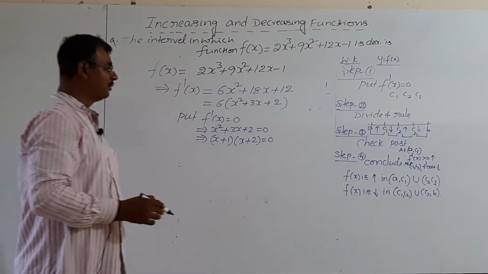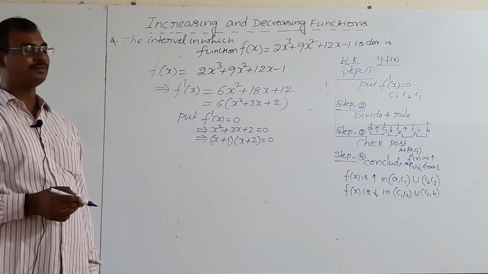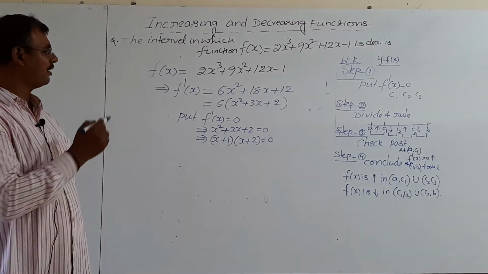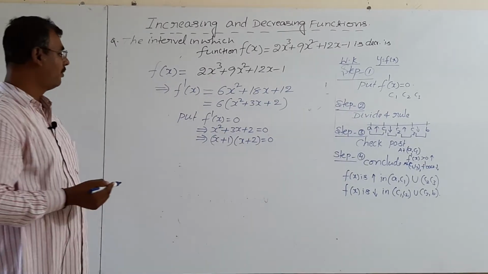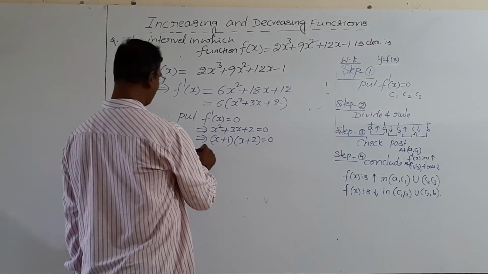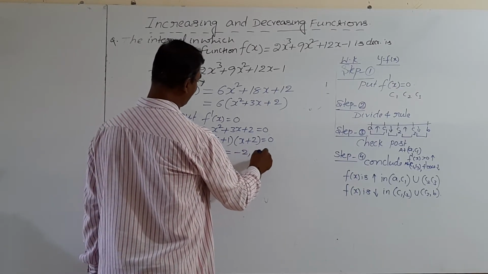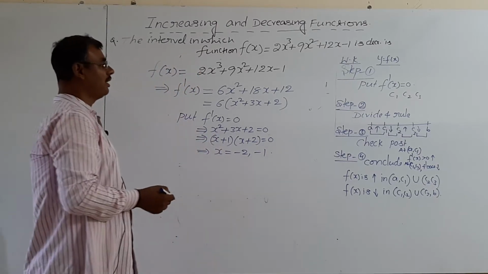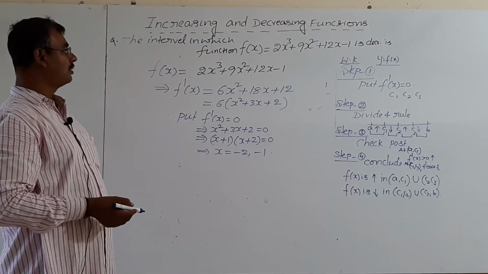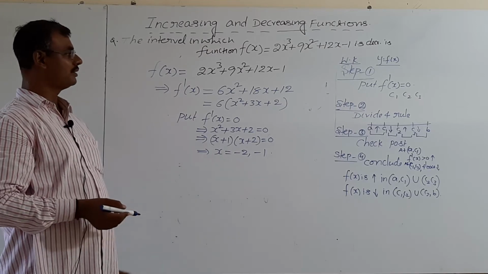Do you all know factors? The factorization method is always an evergreen method. So what are the roots? x is equal to minus 2, x is equal to minus 1. We got c1, c2 like this.